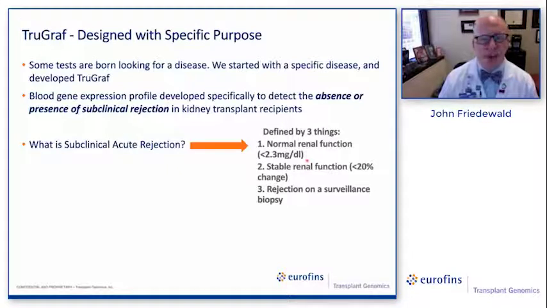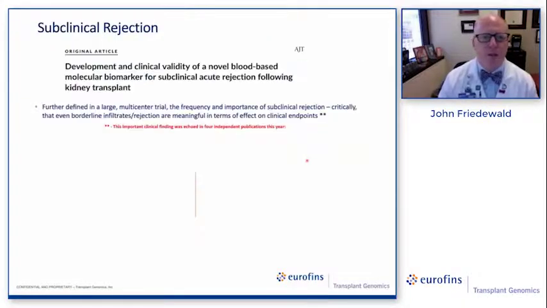Number two, stable renal function, defined by a change less than 20% from prior values. And number three, rejection on a surveillance biopsy done just to check the kidney for subclinical rejection. So those things define subclinical acute rejection. And we did a study to determine this. It was the CTOD-8 clinical trial.